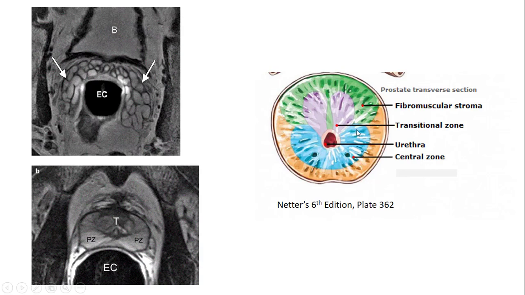You think that they should all be in the same plane all the way down, but there are some areas where you will definitely see the central zone, and then it narrows as you go further inferior in the patient, and then you don't see the central zone on an axial slice in the most inferior part of the prostate. So this is a couple of different slices that are just on either side of where this drawing would be.